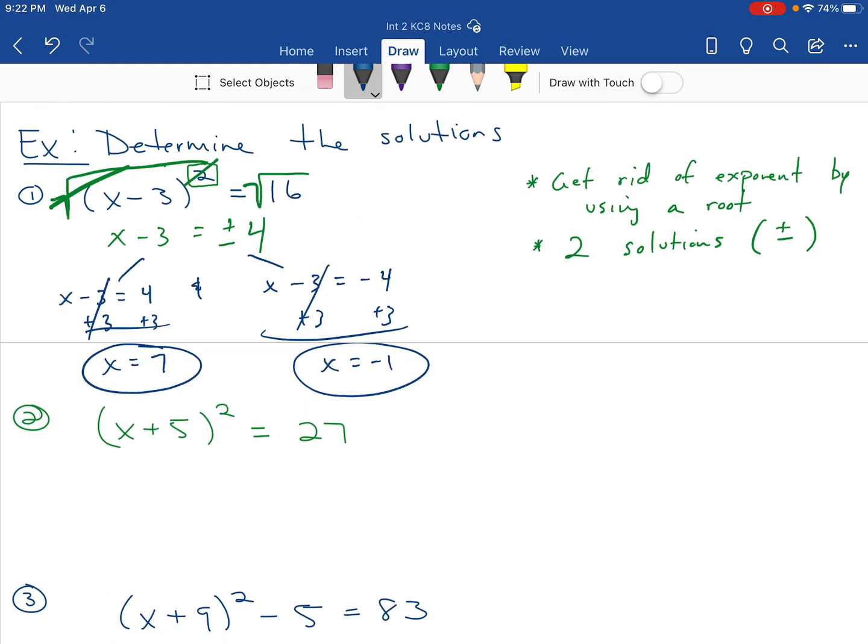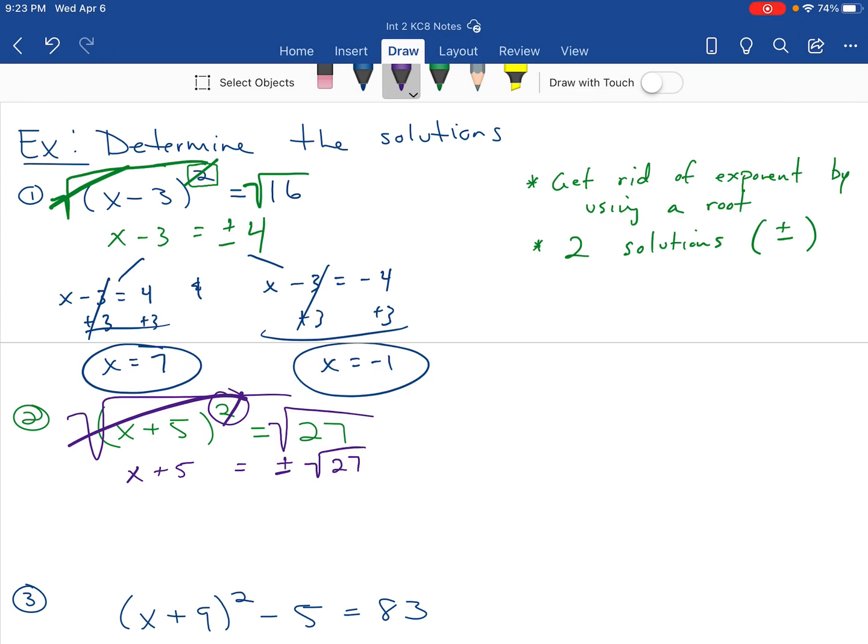Okay, so let's go ahead and try another one. I have x plus 5 squared is equal to 27. It's the same process. Okay, so I need to get rid of this squared first by using the square root. But whatever you do to one side, you have to do to the other. So my root and my squared cancel out. I have x plus 5 is equal to plus or minus. Now, the square root of 27 is not a whole number. Okay, if you plug it into your calculator, you're going to get a decimal. So when that happens, you're going to leave it as the square root of 27.